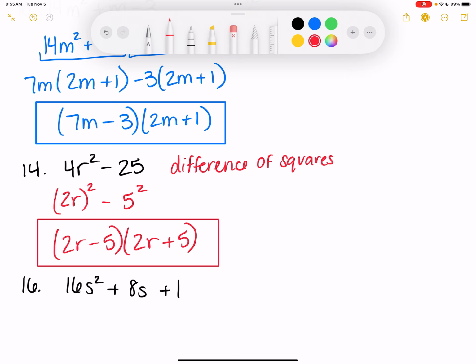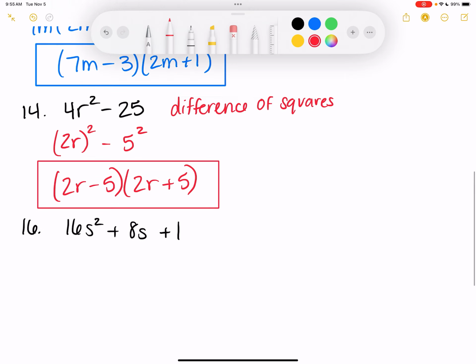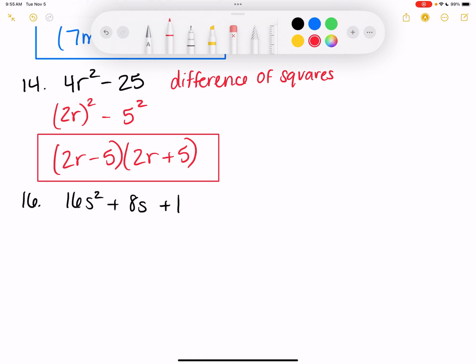How many terms are there? 3. Perfect square trinomial. So if there's 3 terms, it has to be a trinomial. If there's 2, it's a difference of squares. But is it a perfect square trinomial? This particular section says factor with special patterns, so it's going to be. But I will show you why it is in just a second. It is a little harder to recognize them when there's a number in front.